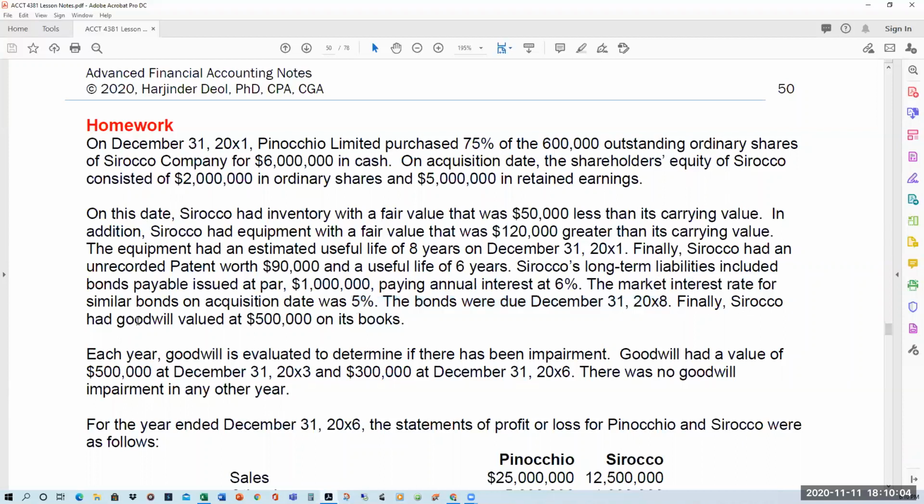Finally, Sirocco had goodwill valued at $500,000 on its books. We know that if there's any goodwill on the books of the acquiree, the subsidiary, that goodwill is written off against its net book value when calculating the acquisition differential.